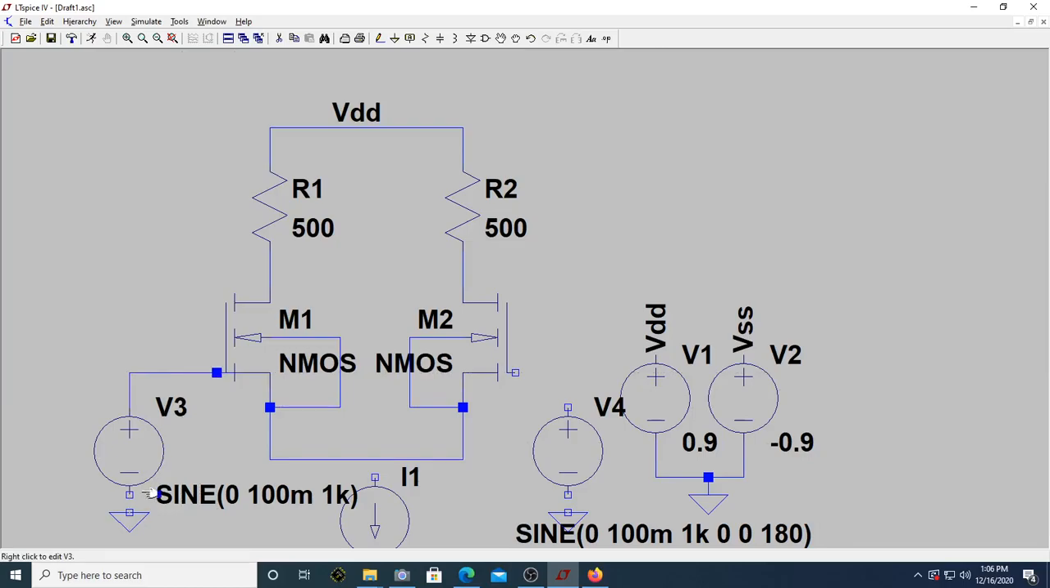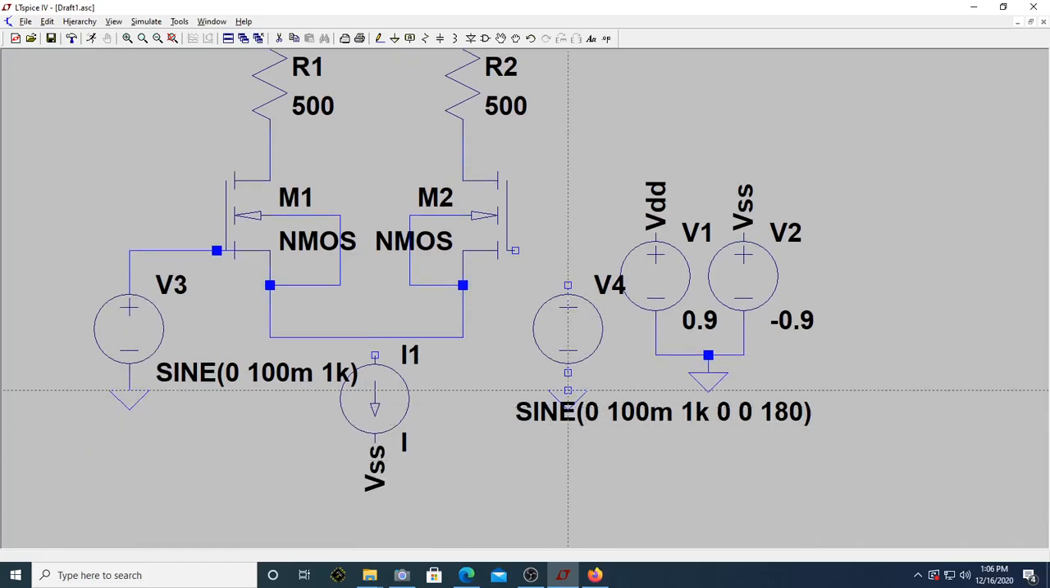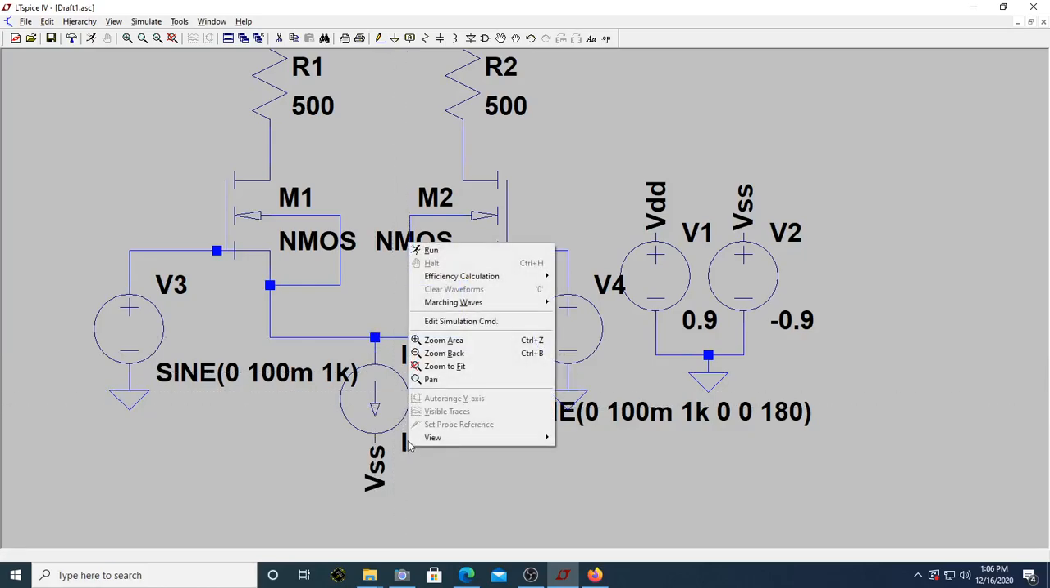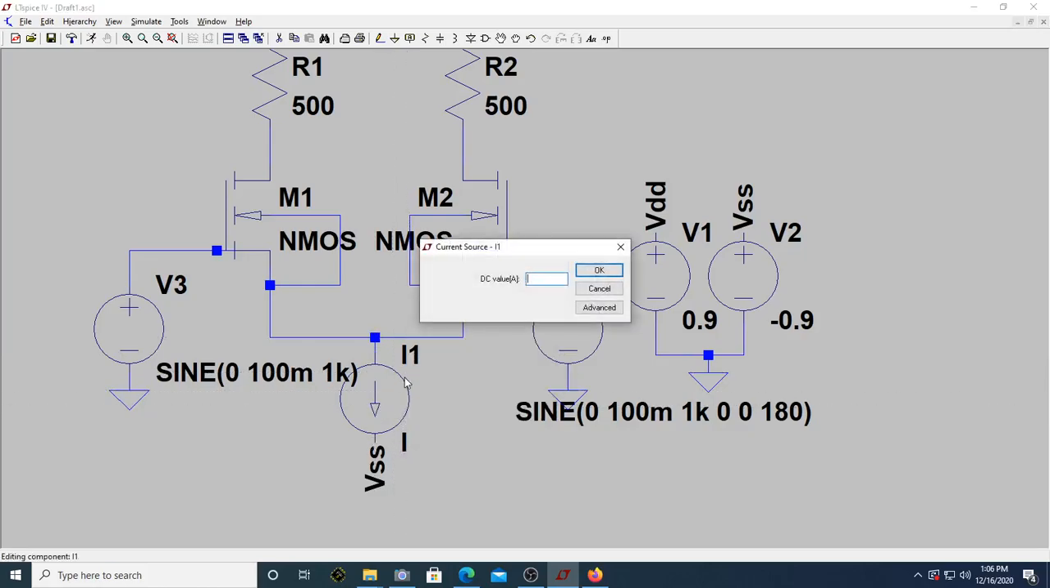Okay, and then let me have again a connection for this to this. Okay, this is done. Okay, now this is also done. And let me connect this to this. Let me have a current of, okay, 1 milliampere.